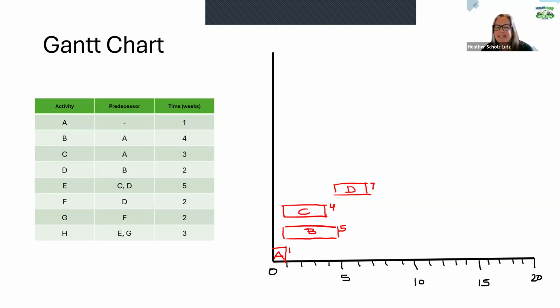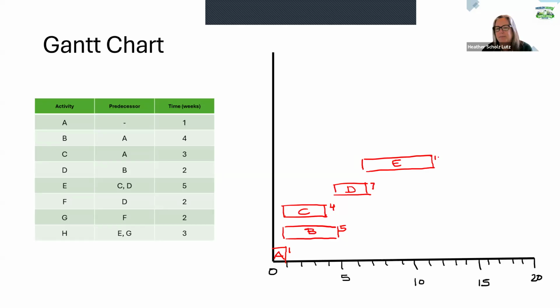All right, E has C and D as its predecessors, so that means both of them have to be done before E can start. So C's done at 4, D is done at 7, so the earliest E can start then is at time 7. And it looks like it's going to take 5 weeks, so that's 12. So that's about here. This is where I was saying I don't line things up perfectly, so that's why I put the time there.